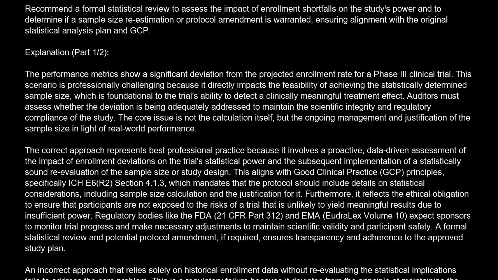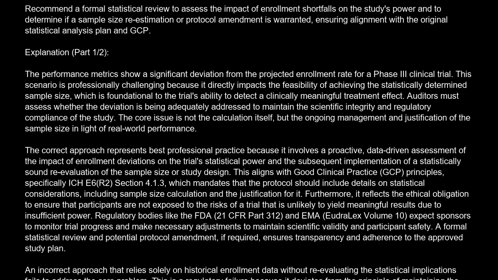study. The core issue is not the calculation itself, but the ongoing management and justification of the sample size in light of real-world performance. The correct approach represents best professional practice because it involves a proactive, data-driven assessment of the impact of enrollment deviations on the trial's statistical power and the subsequent implementation of a statistically sound re-evaluation of the sample size or study design.